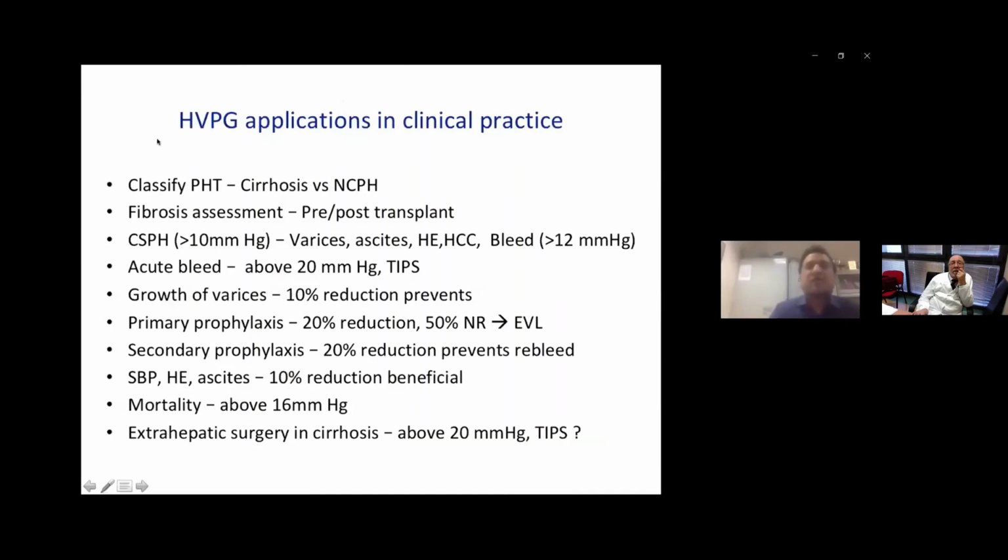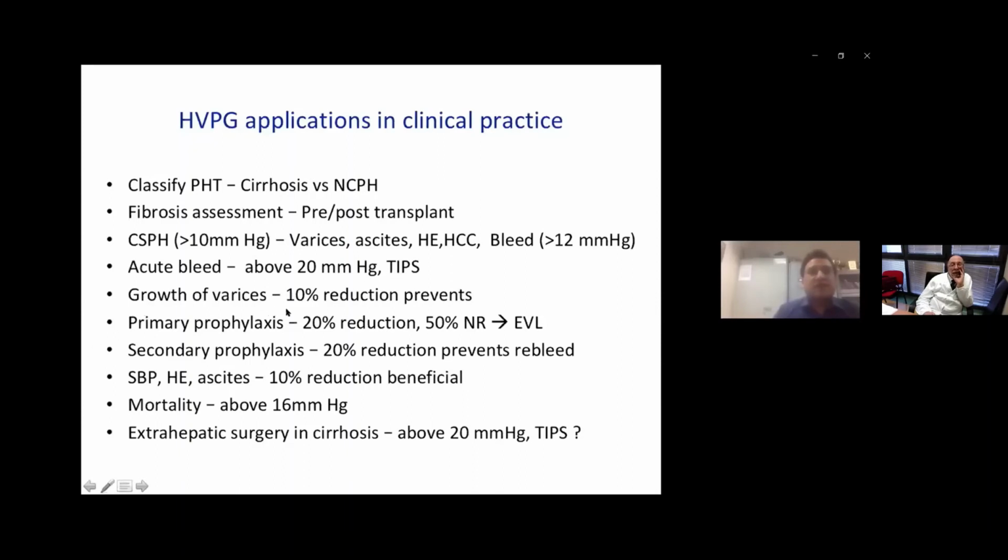So these are the applications of HVPG in clinical practice. We can classify portal hypertension, whether it is cirrhosis or non-cirrhotic portal hypertension, especially in patients with NCPF or EHPVO. Fibrosis assessment, the type of fibrosis, the septal thickening, and the nodule size may have important implications in predicting complications. For clinically significant portal hypertension, HVPG remains the gold standard, and it is a predictor of varices, development of ascites, encephalopathy, high risk of liver cancer, and bleeding with HVPG of more than 12 millimeters of mercury. In patients with acute variceal bleed in the high risk group with HVPG of more than 20 millimeters of mercury, TIPS may be an option to prevent failure to control bleeding as well as mortality.